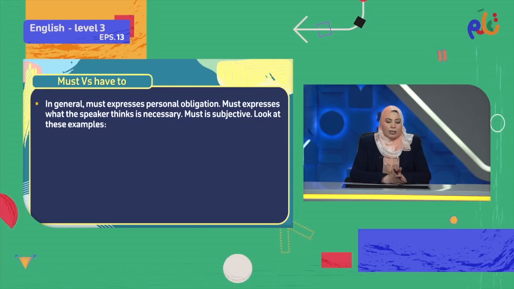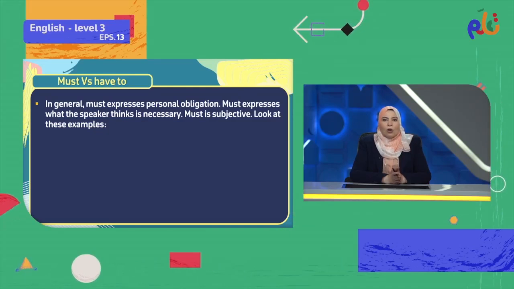So, let's look at must and have to and see what the differences are and what the main usage is for each one of them. Okay, so if we're talking about must, we're talking about something that is a personal obligation.